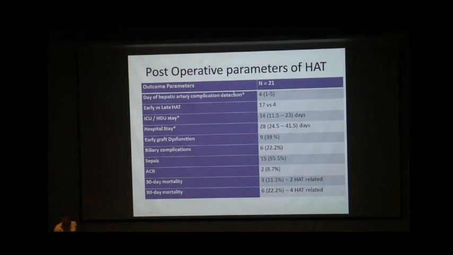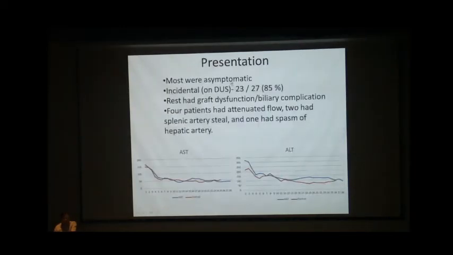Coming to post-operative measures, the day of detection of HAT is 4 days in the early HAT group, that is 1 to 5, and 17 had early HAT. The graft dysfunction was associated with 39% of the patients. Biliary complication was seen in 22% of the patients, with a 90-day mortality of 22%. 4 out of those 6 were HAT related.